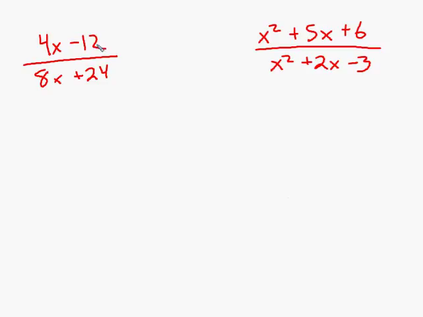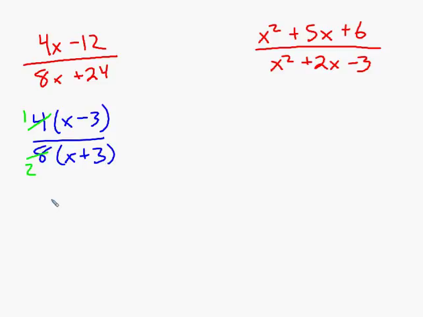Okay, so we're going to simplify these fractions. So I'm going to factor the numerator of the first one. What do I get? 4 times x minus 3. And on the bottom? 8 times x plus 3. Okay. Now I have to cancel entire groups. I can't cancel the x minus 3 and x plus 3. But I can cancel the 4 and the 8. So my answer is going to be x minus 3 over 2 times x plus 3.